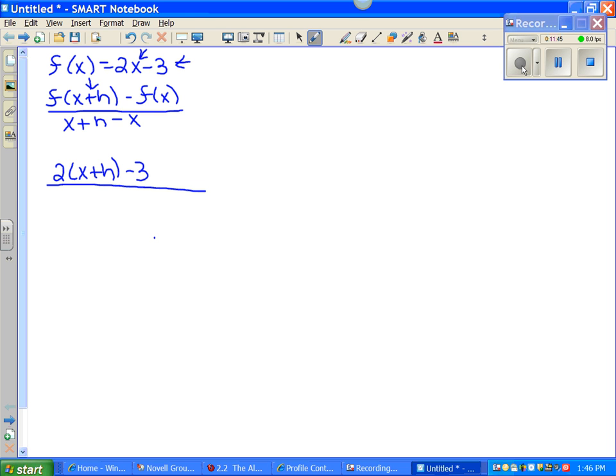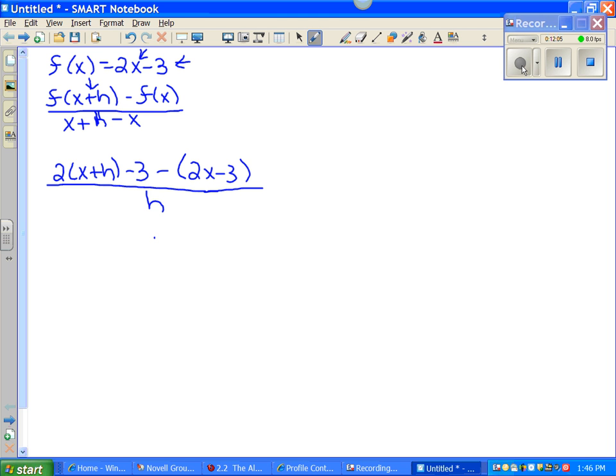And then we're going to have minus f of x, which we know is 2x minus 3. Notice I put it in parentheses because we're subtracting a polynomial there. And then x plus h minus x simplifies to h. So now what we need to do is deal with the algebra here.